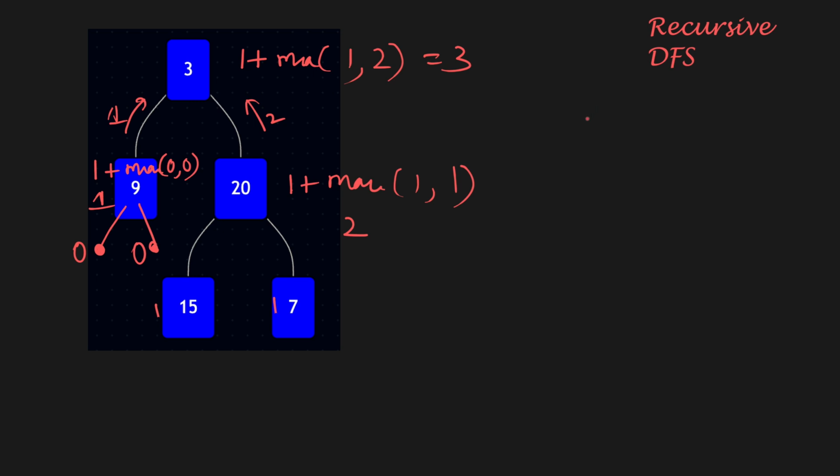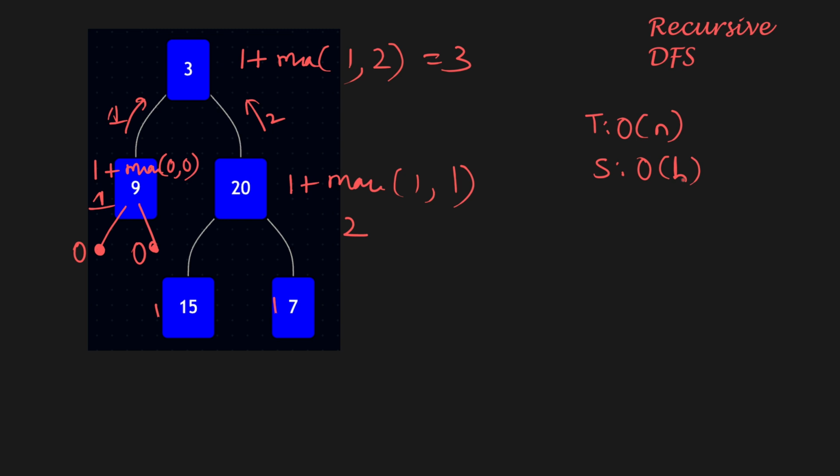Now the time complexity of this approach is O of n, where n is the total number of nodes in the tree, because to be sure that we have found the longest path, our algorithm must visit every single node in the tree exactly once. And the space complexity will be O of h, where h is the height of the tree.